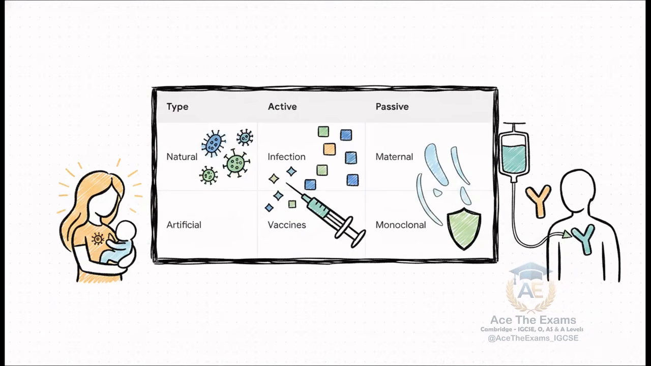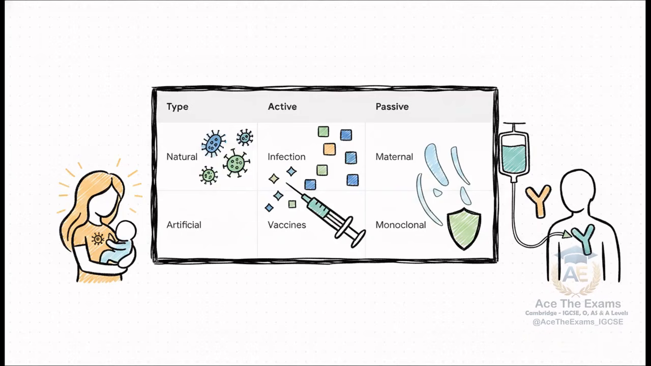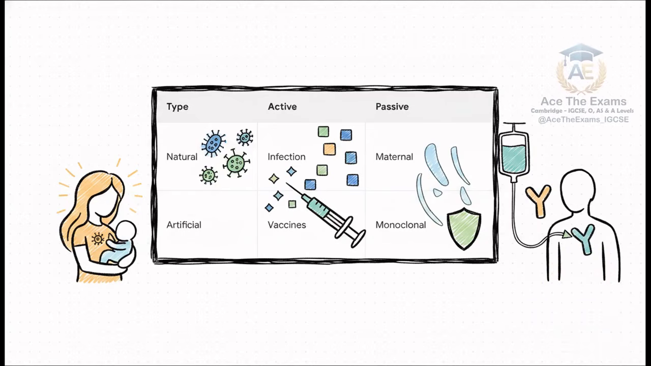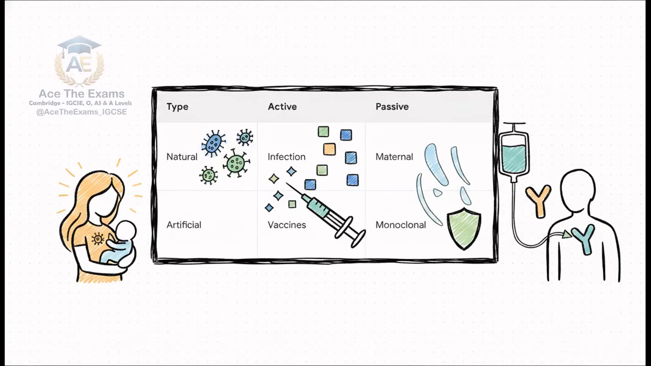So to make sure you never mix these up again, think of these 4 confusing concepts as a simple grid. We've got natural versus artificial on one side and active versus passive on the other. Think about it. If you catch a cold naturally and make your own antibodies, that's natural active. If you get a vaccine, which is an artificial injection of an antigen, and your body makes memory cells, that's artificial active. Now, what if a baby gets antibodies through breast milk naturally, but makes no memory cells? That's natural passive. And finally, if a patient is injected with monoclonal antibodies in a hospital setting for immediate temporary relief, you guessed it, that's artificial passive.